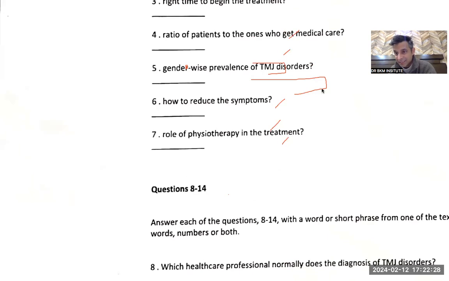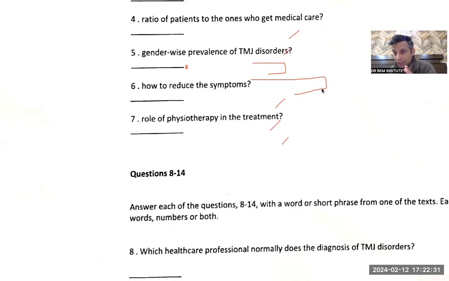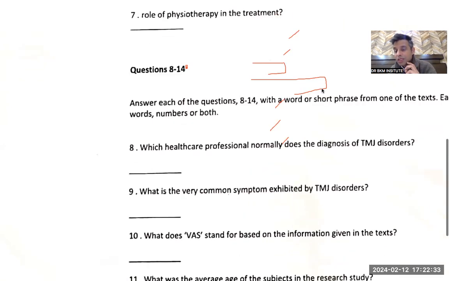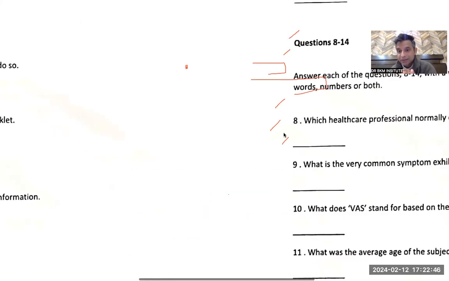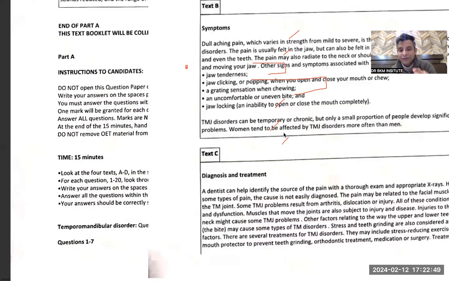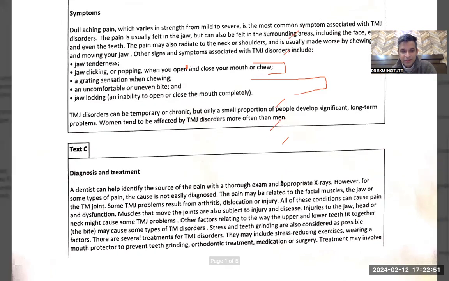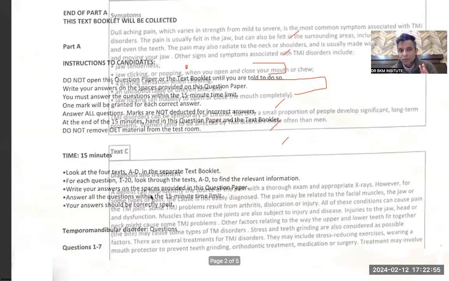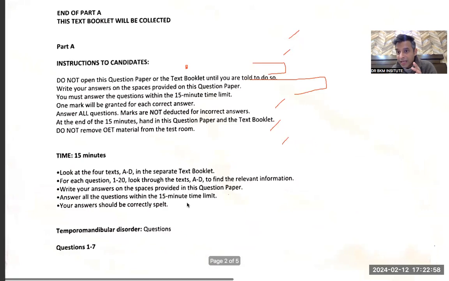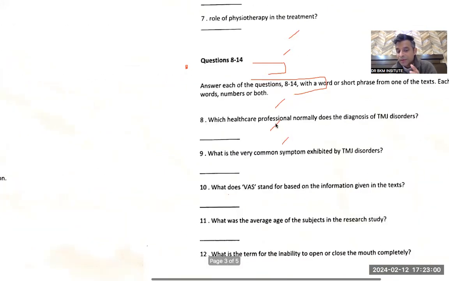Now, what is the next technique? You have learned a very important technique to manage time. Now, you have to follow the same technique until the 20th question is done. Let's see. Which healthcare professional normally does the diagnosis? In which part? Yes, you are right, in the C part, because they were talking. So I just have to find the name of the professional. A dentist can help. So dentist should be my answer. Again, I am just saving time.